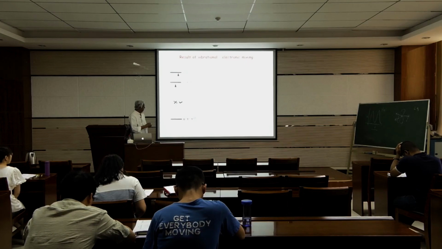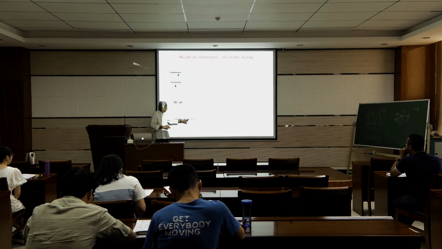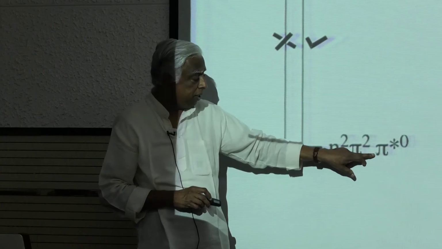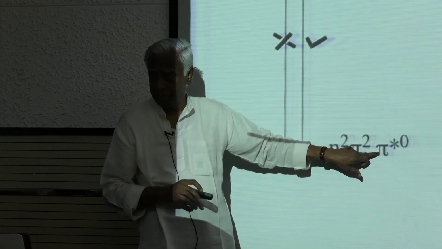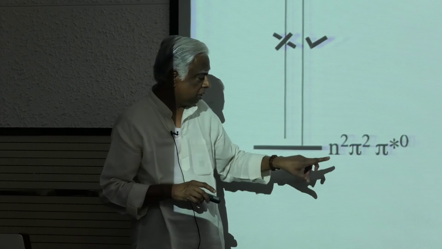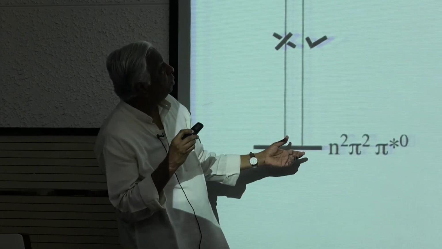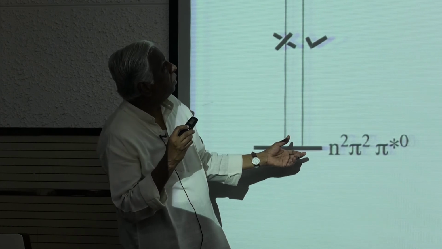If you take, for example, here, there are two electrons in the n orbital. There are two electrons in the pi orbital. There are no electrons in the pi star. So the transitions are going to be electrons going from pi to pi star, or from n to pi star. So it's going to be n going to pi star, or pi going to pi star.